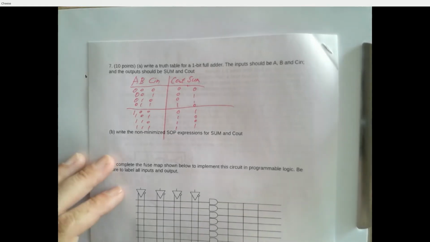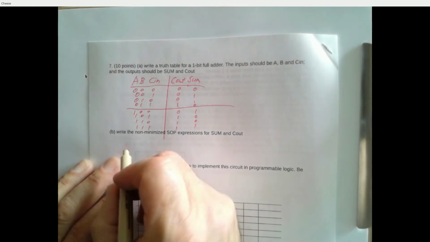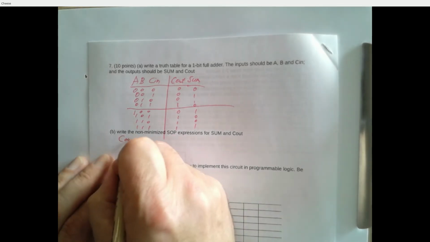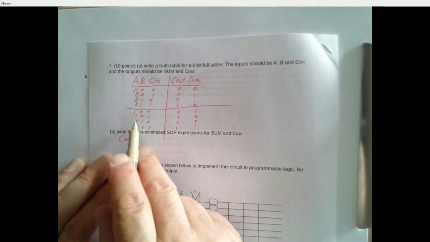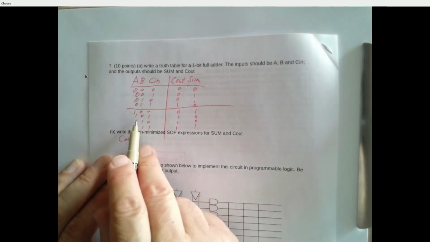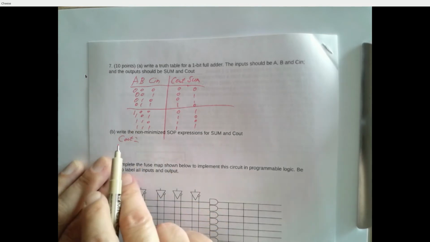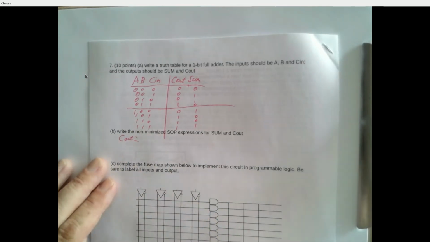And the non-simplified SOP, that's just an exercise in filling in the minterms. So A bar B C in, A bar B C in, or A B bar C in, etc., etc. Well, I guess we'll do those to fill in this part.